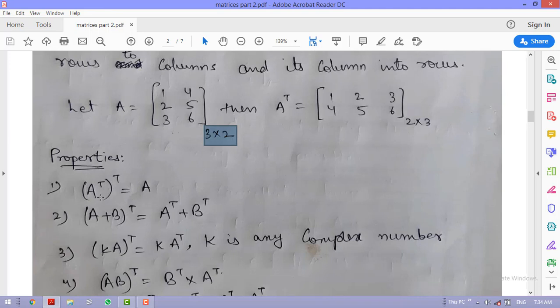Let us suppose we have a matrix and its transpose, and again the transpose of that transposed matrix will be equal to A. So A transpose whole transpose is equal to A, right? And after that, (A plus B) transpose is equal to A transpose plus B transpose. Then the third property is that the transpose of a scalar multiple of A is equal to the scalar times A transpose, where K can be any complex number, right?